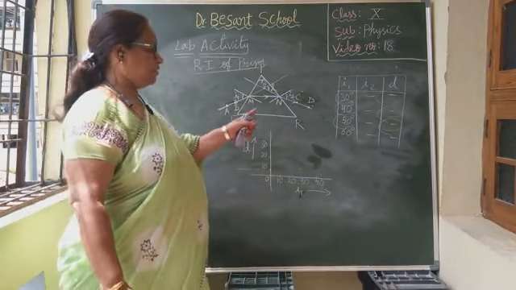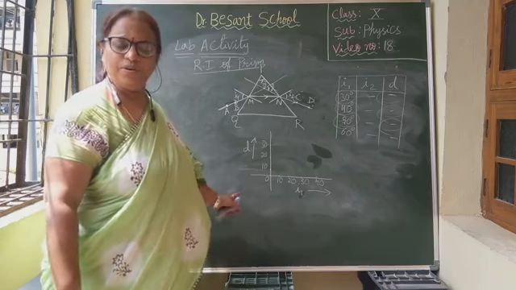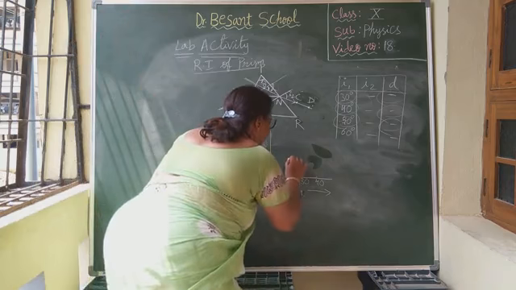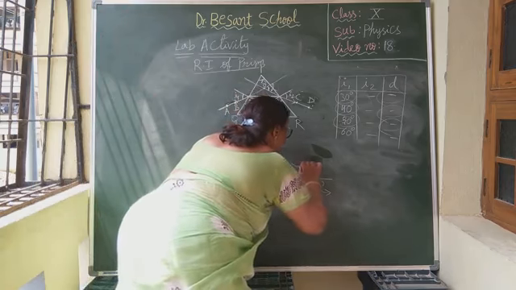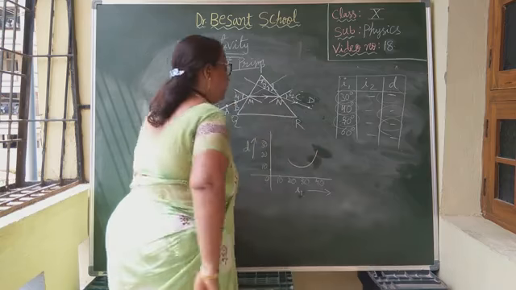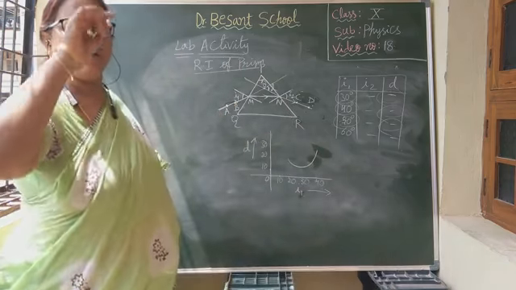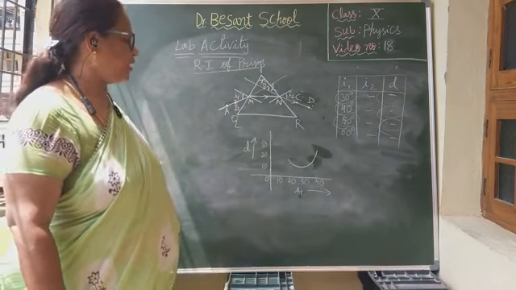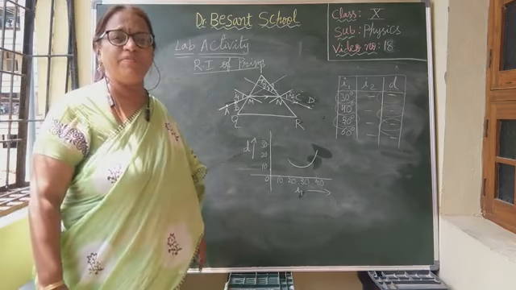Understood? Once we do the activity, we will get the values correctly. Then you do the graph. Now you will get the graph. What graph will you get? You will get a curved graph, like this. Proper curve you will get. Am I clear? So once you have the graph, how do you find the angle of minimum deviation?